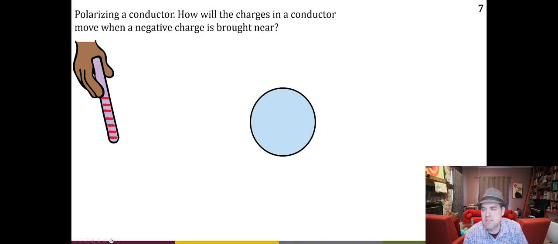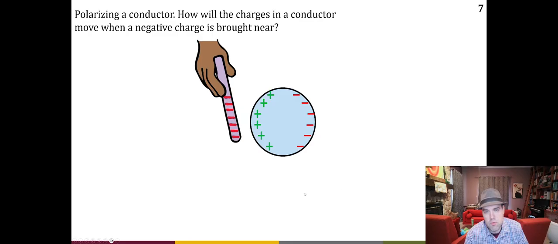Now, here I have this negatively charged rod, and I'm going to bring it close to this neutral metal sphere. So this is full of positive and negative charges, but there's no excess charge, so I'm not drawing it. So when I bring this negative rod close, there are some electrons here that are going to be repelled. So negative charges repel negative charges. So when I bring it close, you can watch. Okay, they move to the other side.